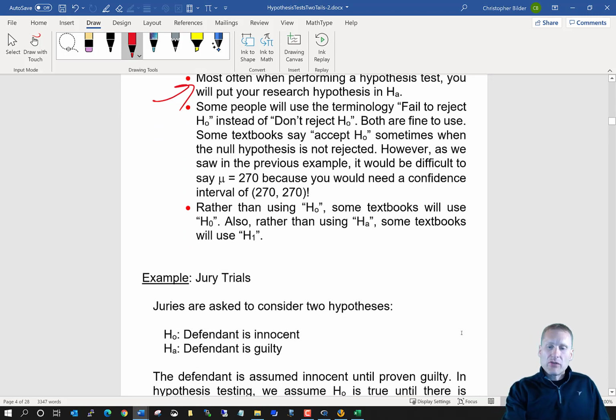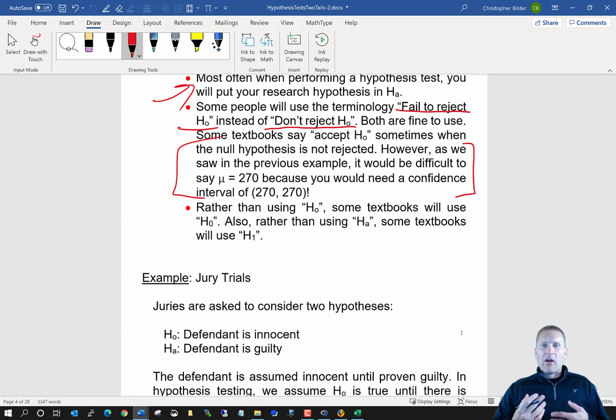Now, in addition to using the phrase don't reject H0 when, let's say, mu was in that interval, some people would say fail to reject H0, and that's fine as well. And this is a key point to what I was just saying: we will never actually be able to show that, let's say, mu is equal to a particular number. And so that controls where we put our research hypothesis.